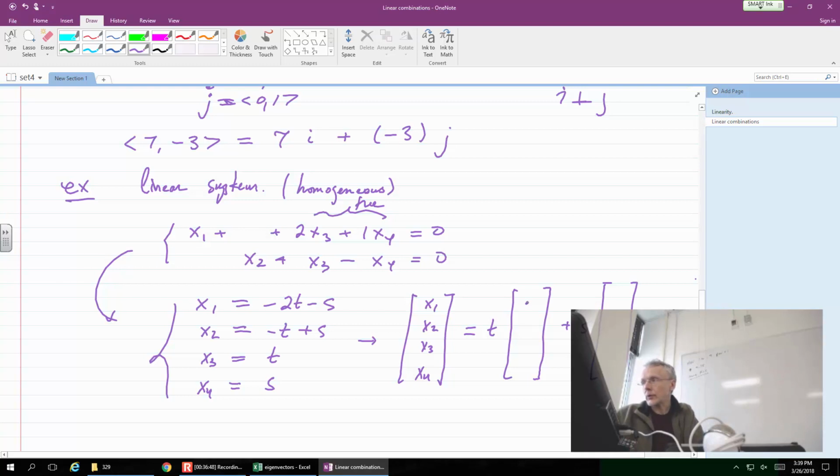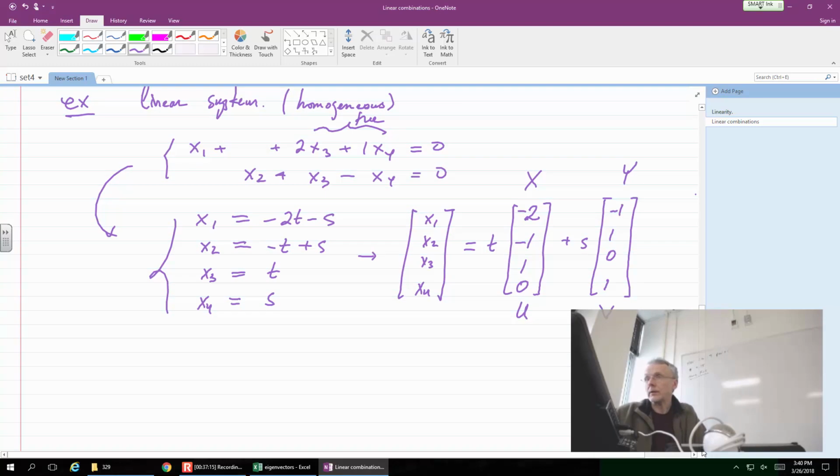So from the first equation, what do I put here? Negative 2, then down negative 1, 1, 0. Okay, and the other one, for s, will be what? Negative 1, 1, 0, and 1. Okay, so these are the two vectors u and v, but we can call them x and y if you prefer. The formula speaks for itself. These are the linear combinations. Whatever t is, whatever s is, we have a solution.